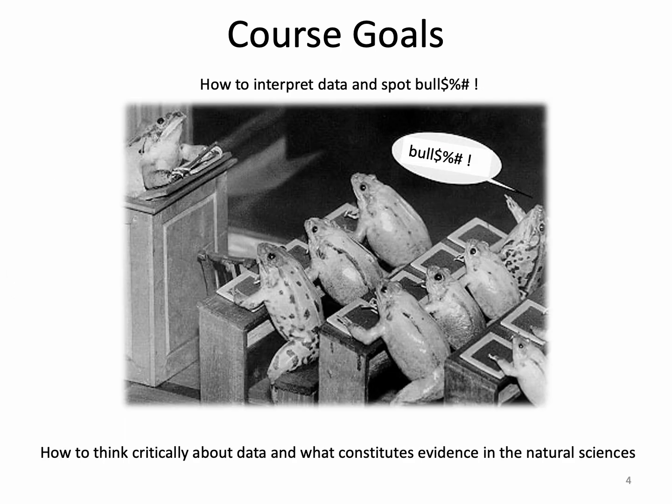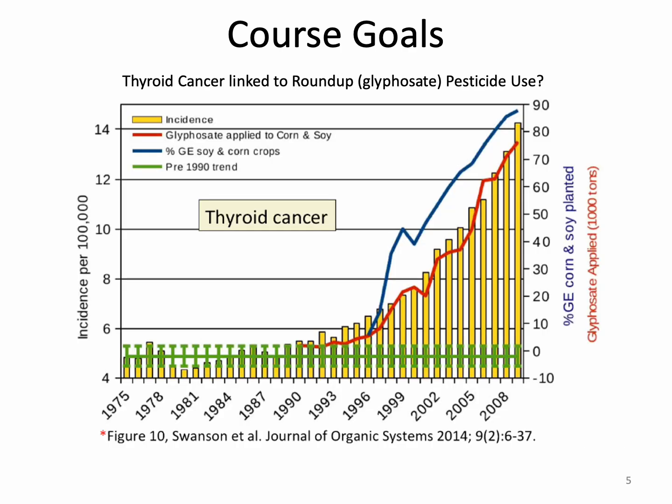Another goal of this course is to help you read and interpret scientific experiments, data, graphs, and figures so you can think critically about what constitutes evidence in the natural sciences and root out bullcrap. So for example, let's look at this graph from a study that argued that thyroid cancer is linked to the use of Roundup pesticides, also known as glyphosate.